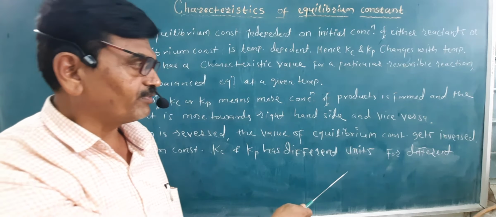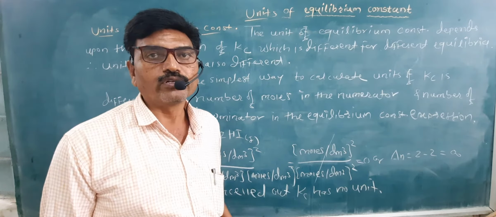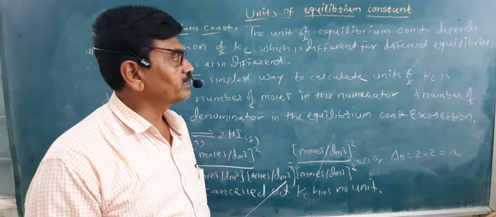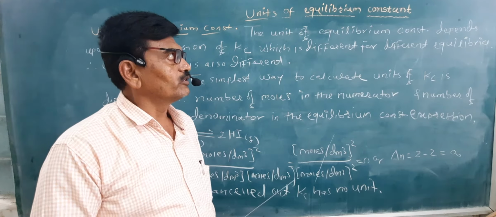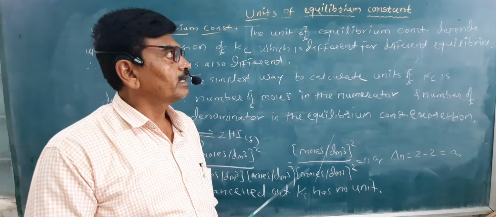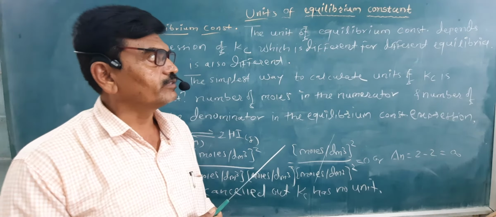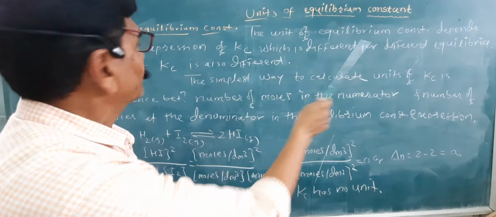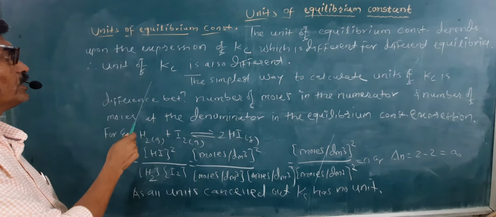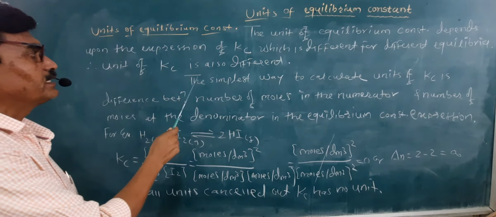Let us see the units of equilibrium constant. We have seen that equilibrium constant has different units for different equilibria. The unit of equilibrium constant depends upon the expression of Kc, which is different for different equilibria, and therefore the units of Kc are also different.